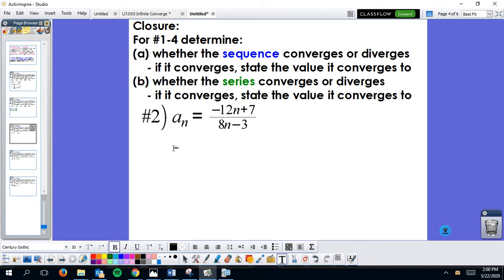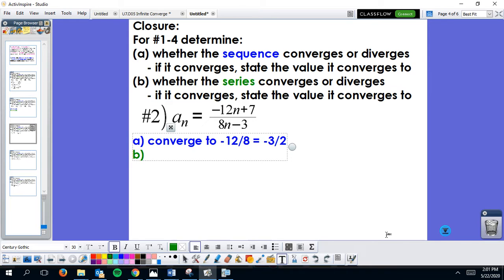This is an equation, and it is rational, which means that when we look at the sequence, it will converge to the end behavior. And because the end behavior here has 2 variables with the same exponent, 1, it will converge to the coefficients, which I'm going to reduce to -3/2. If we were to graph this, then that would be the horizontal asymptote, and that's what we would see for the end behavior.